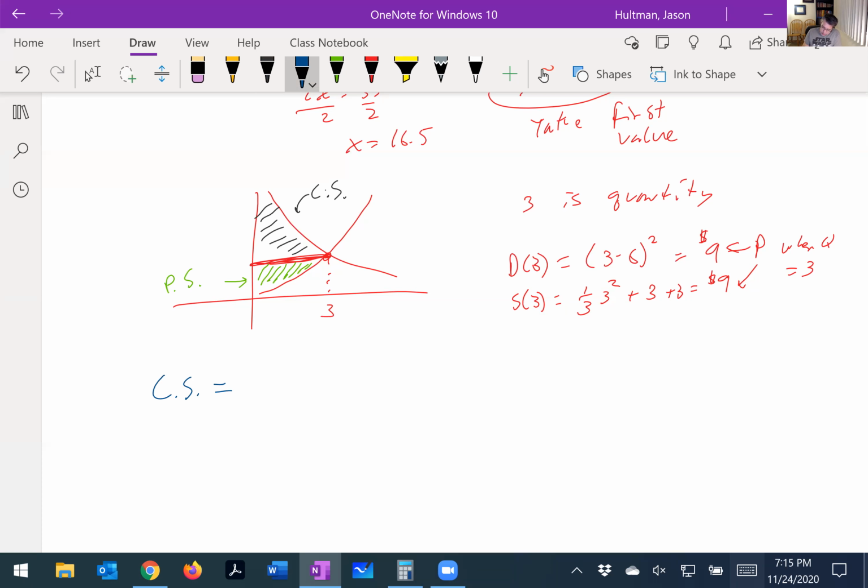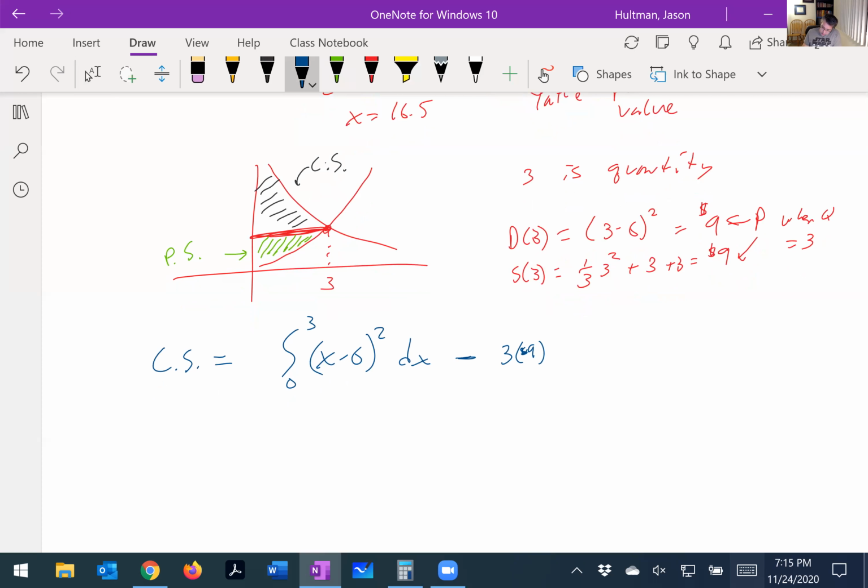Consumer surplus is equal to the integral from 0 to 3 of the demand curve, which is (x − 6)², dx, minus Q times P. Well, what was Q? Q, the quantity, is 3. 3 times 9, since $9 is P. So that's going to be 27.